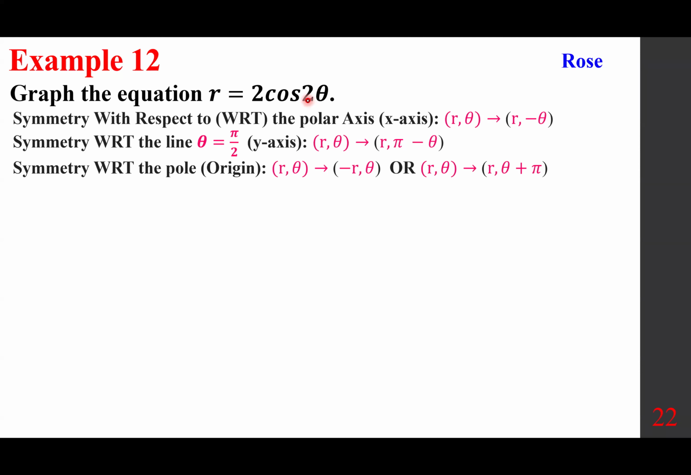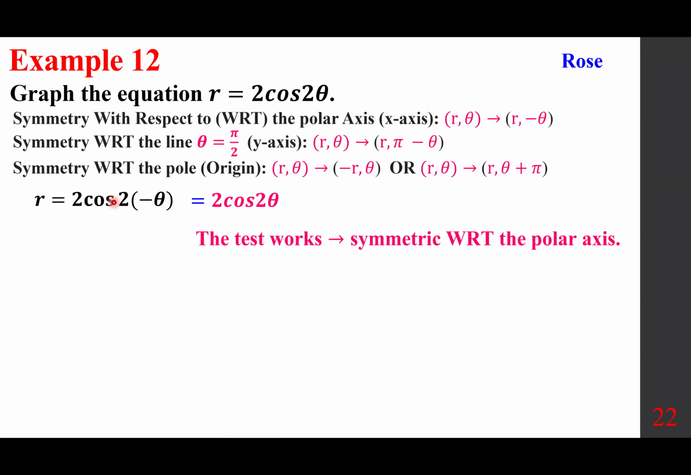First, starting with the symmetry, we are going to replace theta with minus theta, and when we do that, this doesn't change because you're dealing with cosine. Therefore, the test works and it's symmetric with respect to the polar axis.